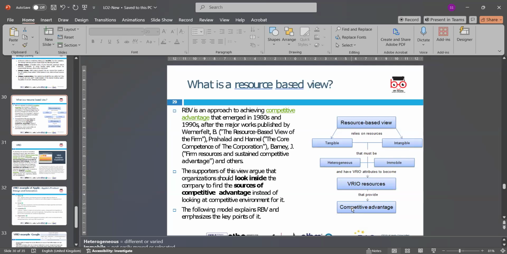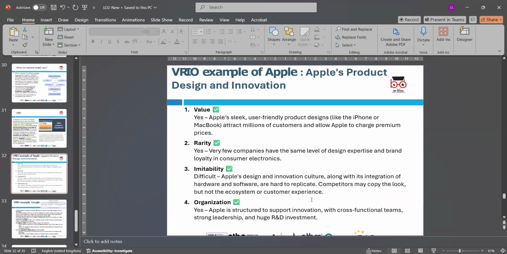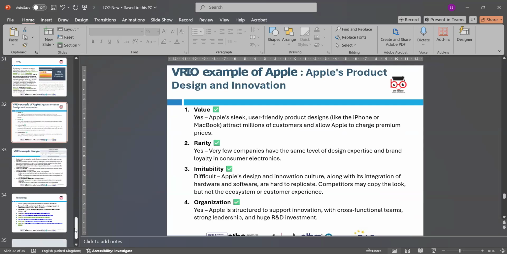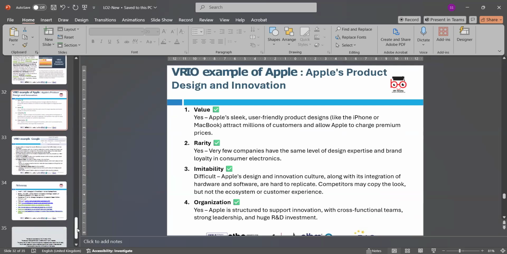Then it is also your responsibility. You need to be vigilant. You need to ensure that your advantage and your resources keep developing. You keep bringing innovation like Apple phone, so nobody can copy your resources, so that you can gain the competitive advantage.